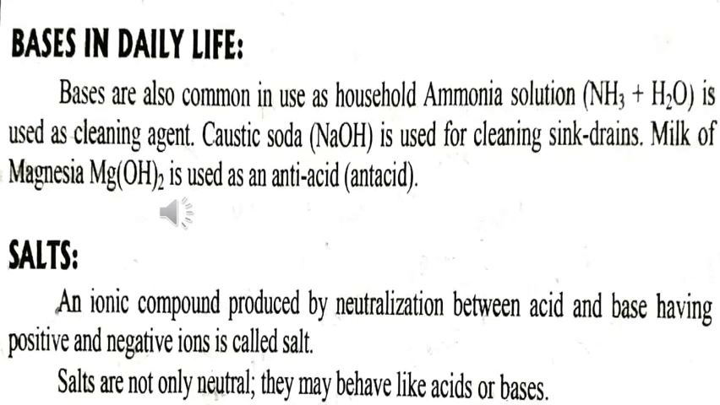Now, what are salts? An ionic compound produced by neutralization between acid and base having positive and negative ions is called salt. Salts are not only neutral, they may behave like acids or bases. So, many substances were grouped into one of the three classes, and that are acids, bases and salts.